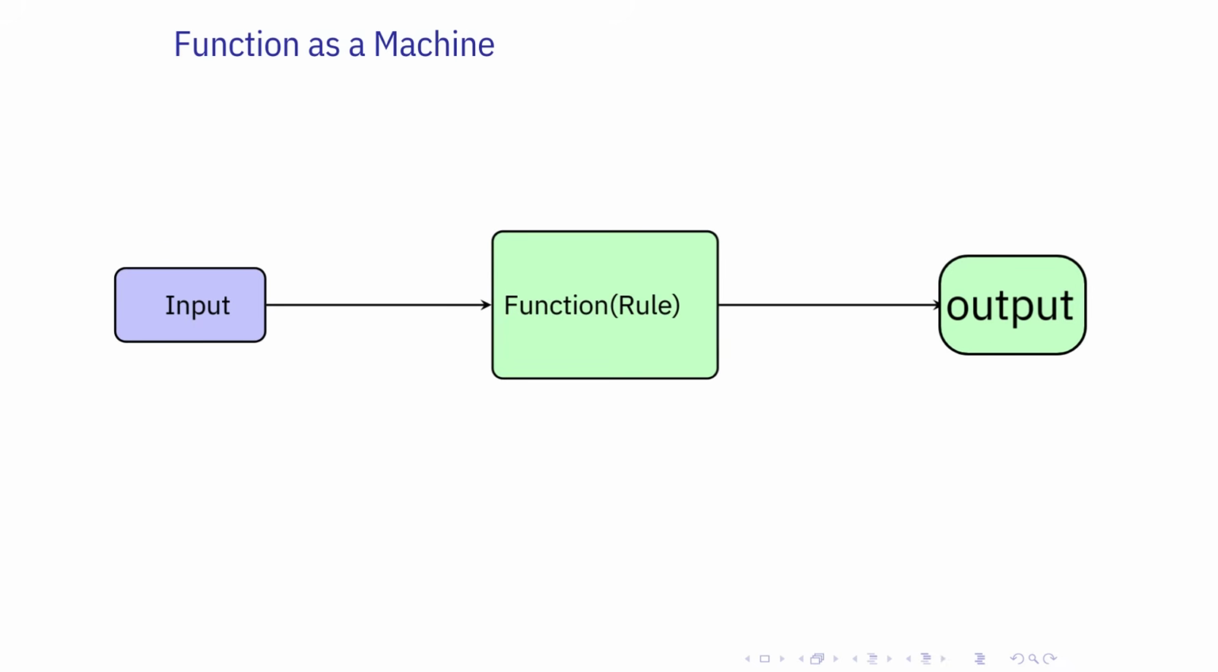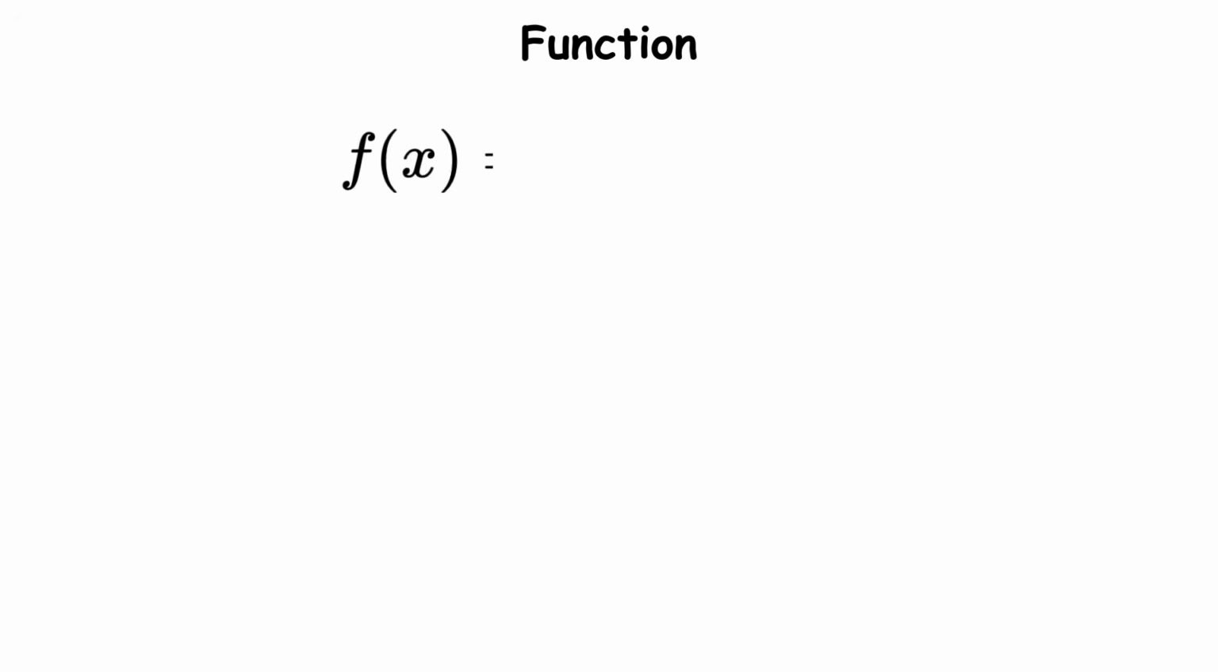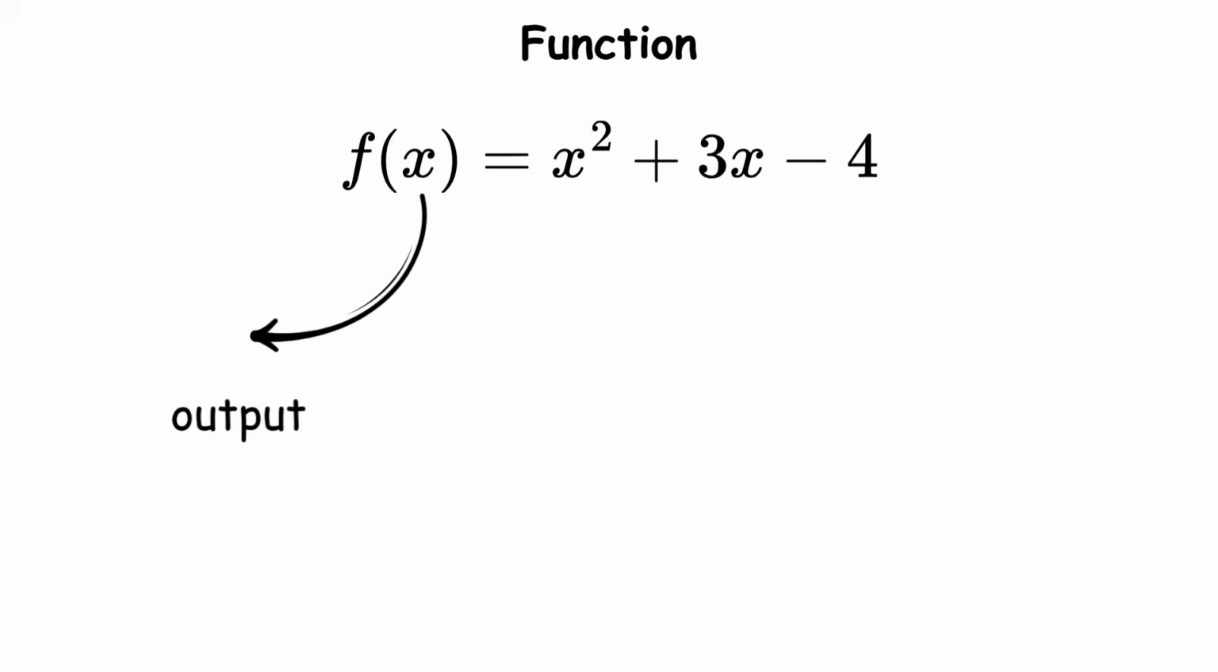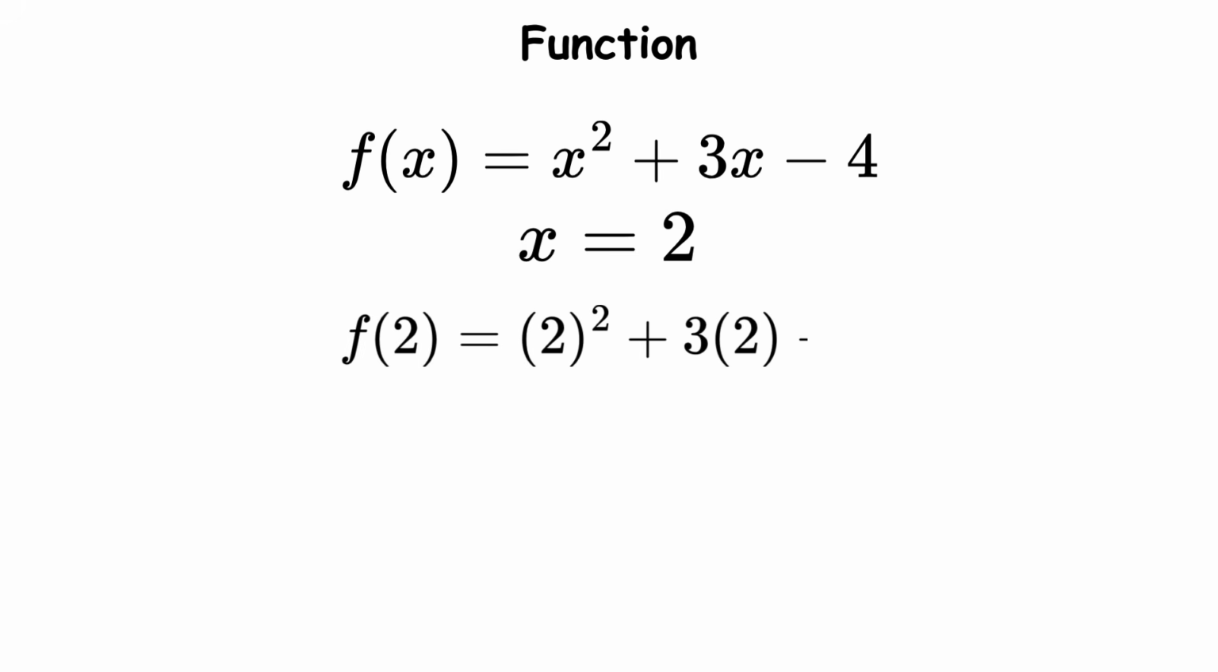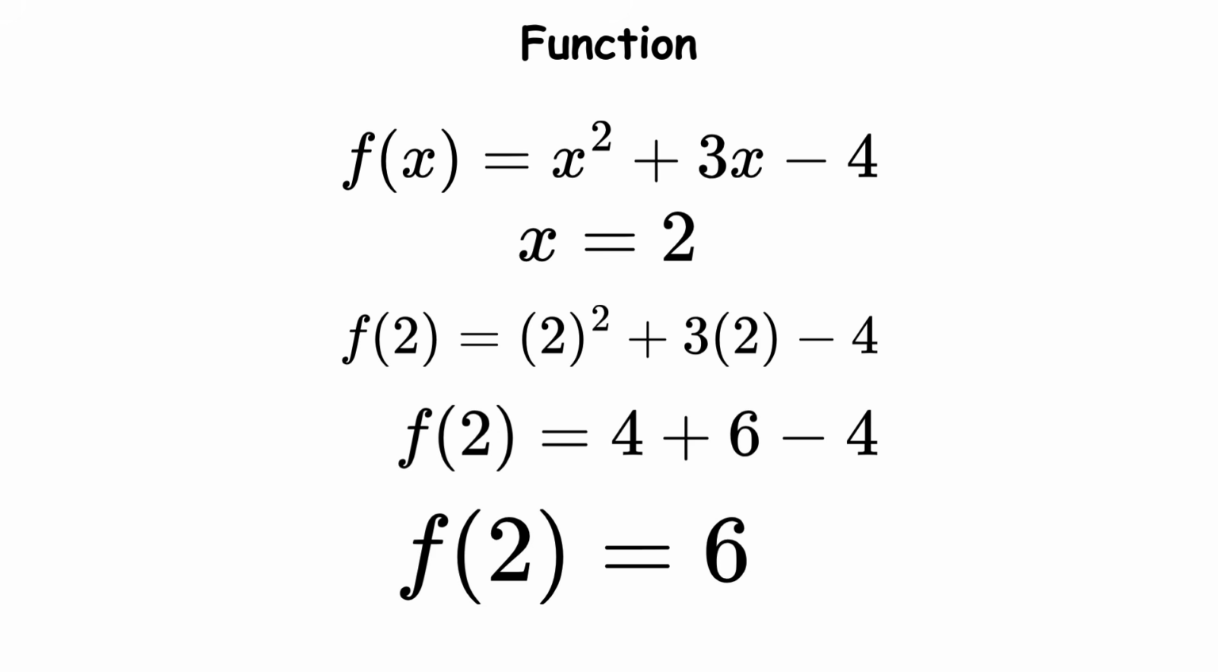Functions are typically written using function notation, like f of x equals x squared plus 3x minus 4. Here, f of x represents the output when we input a value for x. For example, if x equals 2, then f of 2 equals 2 squared plus 3 times 2 minus 4, which equals 4 plus 6 minus 4, which equals 6. This notation allows us to clearly communicate and evaluate expressions.